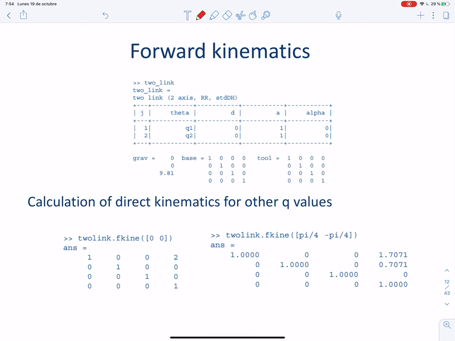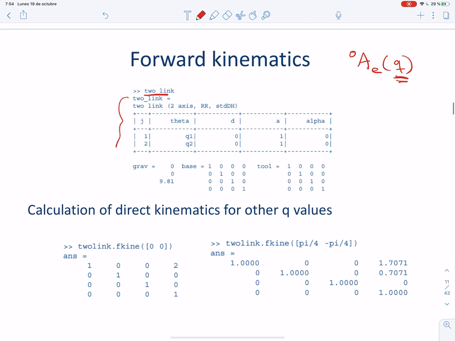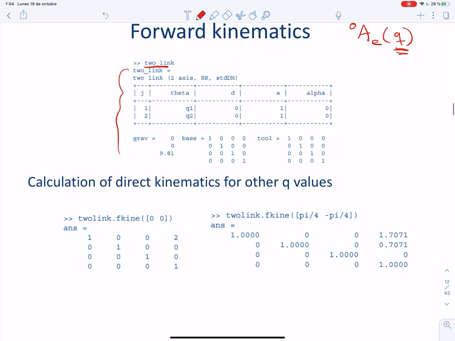Okay, the forward kinematics. Now, remember, the forward kinematics was the computation of the matrix that transforms from the end effector to the universe as a function of the present value of each of the generalized coordinates, right? Well, okay, just write twoLink in MATLAB, which is, remember, the result of the call to the SerialLink function, and MATLAB will give us a summary of the data of this object. Apart from the Denavit-Hartenberg parameters of each of the joints, we have also the gravity vector, the base vector, and the tool vector.